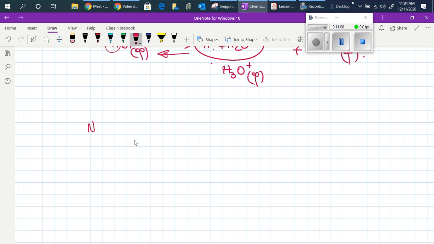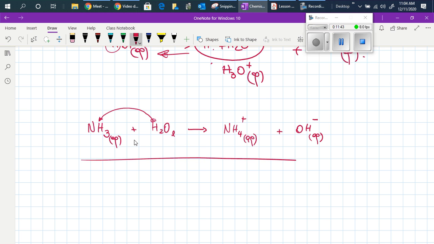Okay, so let's say that we have NH3 in water. So what is happening now? One of those hydrogens is stolen by the ammonia. And then what is left is NH4 plus in aqueous solution plus OH minus in aqueous solution. So this is making ammonia a base.